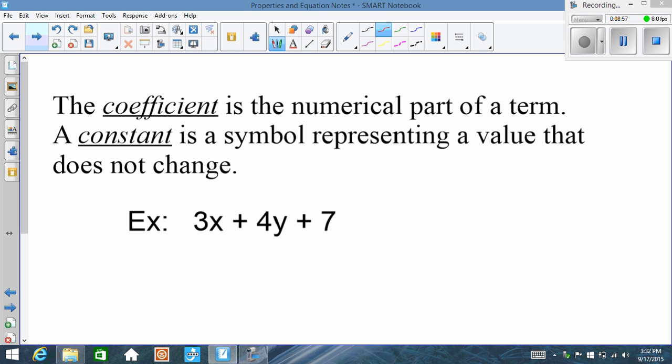The coefficient is the numerical part of a term. A constant is a symbol representing a value that does not change. So these are coefficients, the 3 and the 4. They are the numerical part of the term. It's 3 times the x and 4 times the y. So they might change depending on what x and y are, but the 7 will not change. It's always going to be plus 7. So that's the difference between those two things.